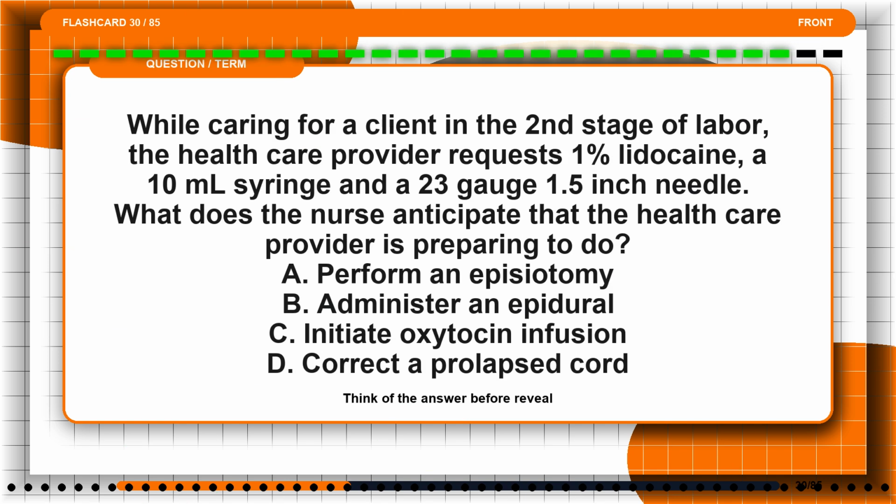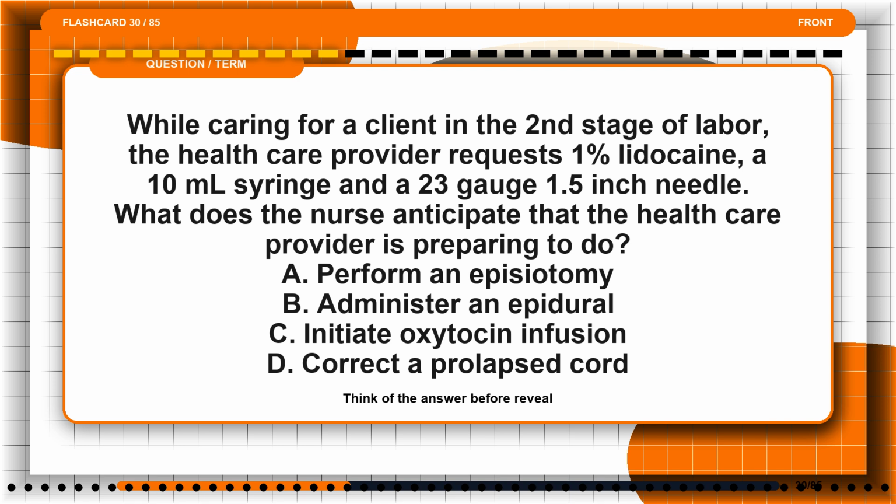Flashcard 30. While caring for a client in the second stage of labor, the healthcare provider requests 1% lidocaine, a 10 mL syringe, and a 23-gauge 1.5-inch needle. What does the nurse anticipate that the healthcare provider is preparing to do?